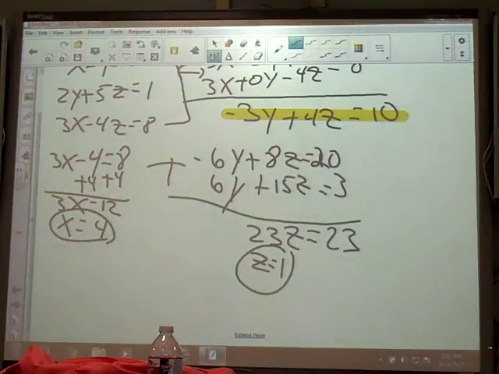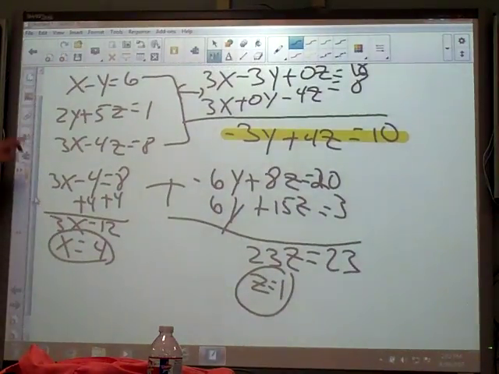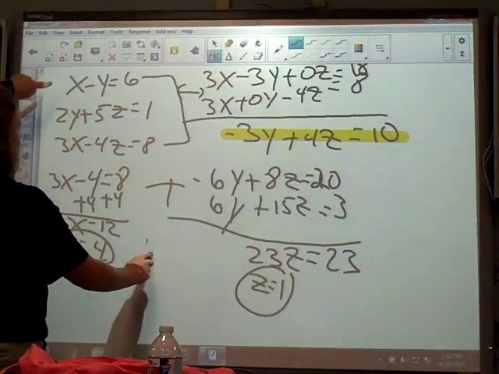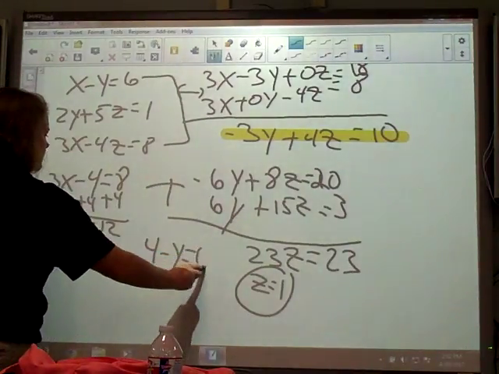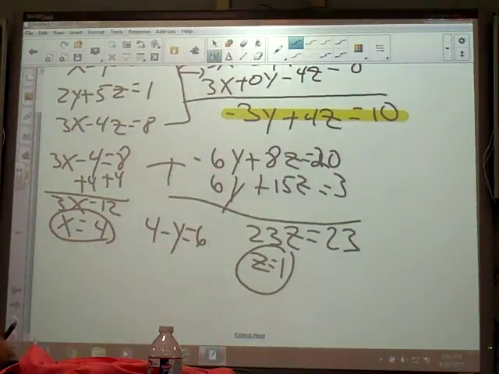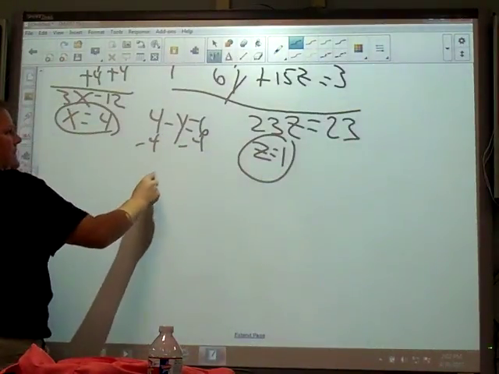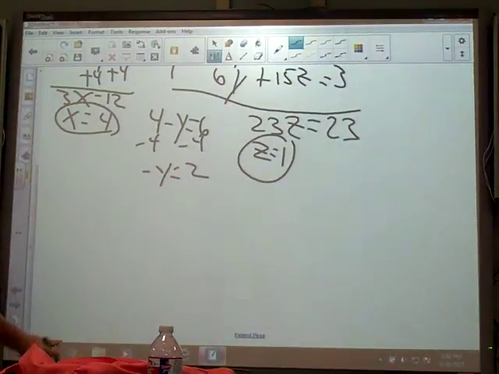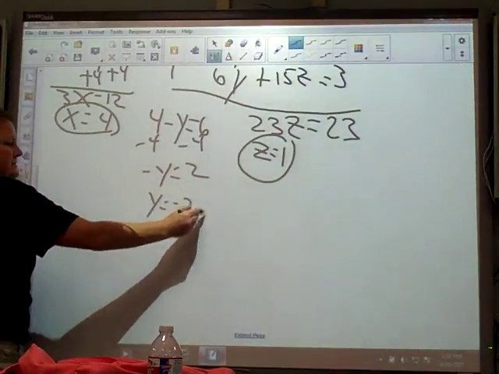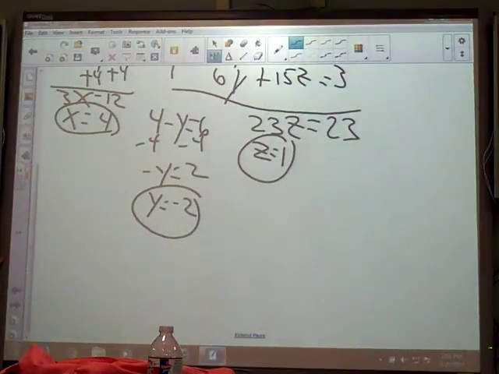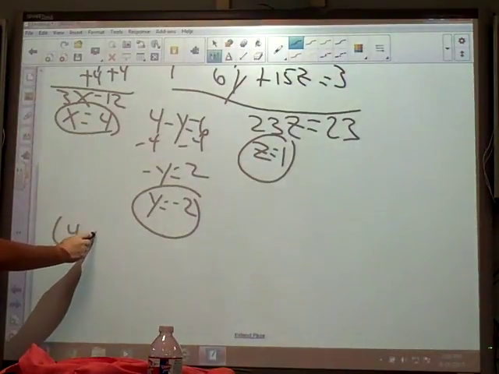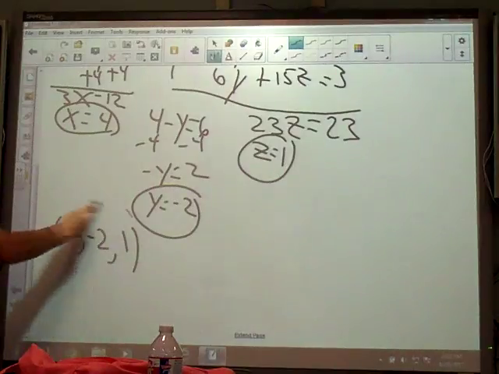Okay. We've got a z, we need a y. So pick out somewhere that has a y in it where we could solve. First one. So I got x minus y equals 6. Negative y equals 2, which means y is negative 2. X, y, z.